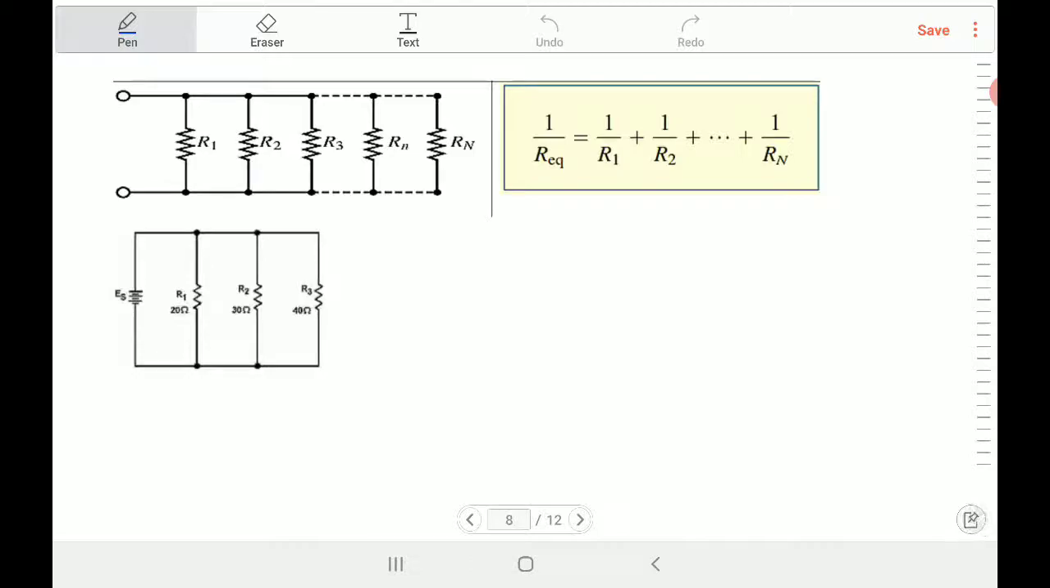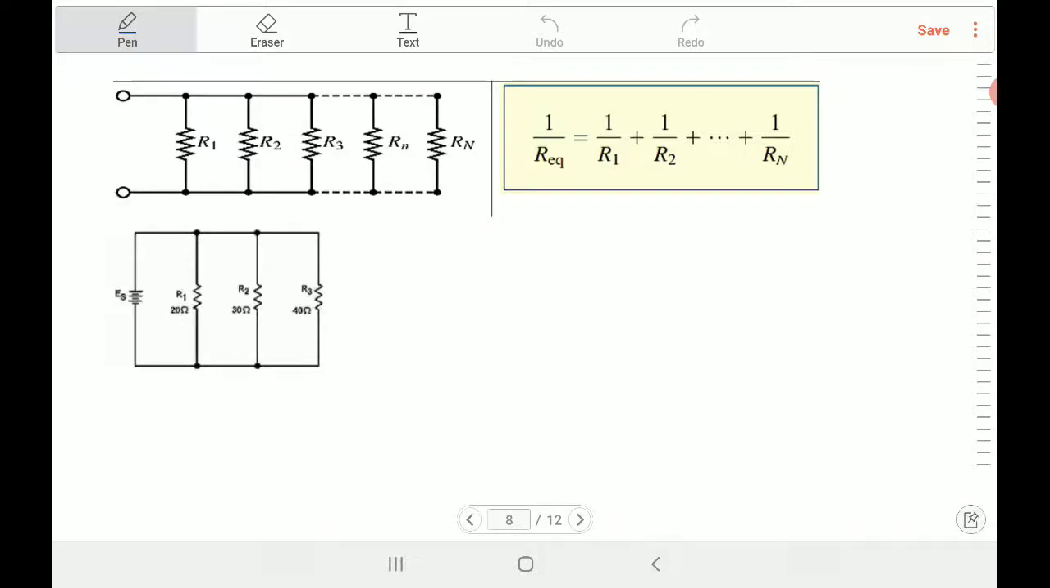What happens if you have more than two resistors in parallel? You cannot say R1 times R2 divided, no, you can't do that. It has a special formula. You say 1 over R equivalent is equal to 1 over R1 plus 1 over R2 plus 1 over R3 and so on.